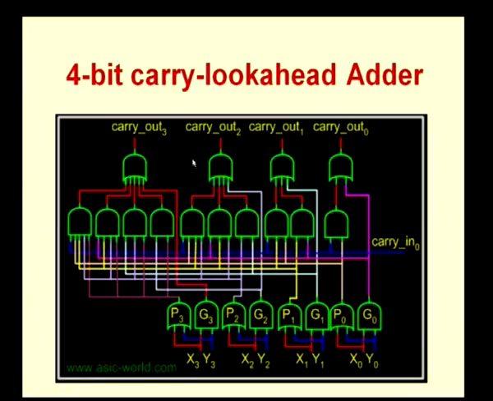Once you have got all your C's, it is only a question of generating the S's by using the corresponding X, Y and the corresponding C, XORing them and then getting your S. So what is shown in this circuit is just the carry generation circuitry. Once you have the carries, you just have to XOR them with X and Y in order to produce the sums. So this is our carry look ahead adder.